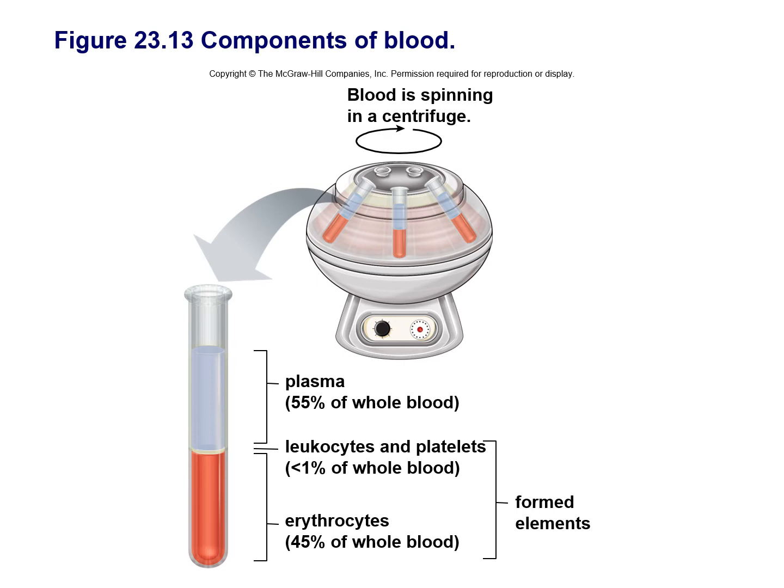Okay, and then that's about 55%. Less than 1% are the formed elements of the leukocytes. That's the white blood cells here, and the platelets. The rest of it is 45%. That's whole blood. That's the red blood cells, what the erythrocytes are called.